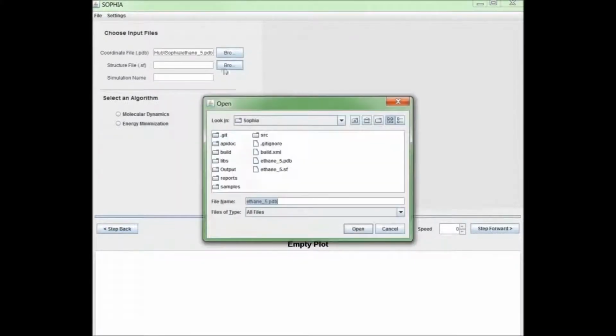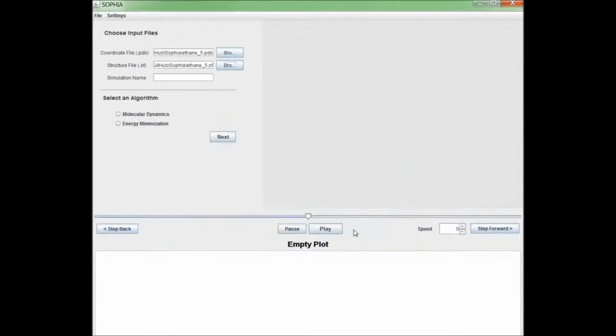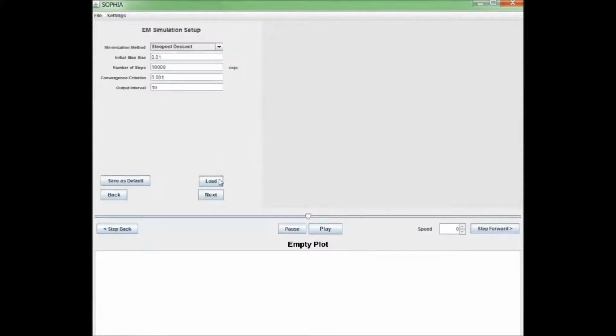Sophia was written to be highly scalable. It can have additional algorithms, simulation parameters, etc. added on. Here we have the second algorithm we implemented, which is energy minimization. What this does is it tries to take the atoms and move them into the arrangement that has the least potential kinetic energy and the lowest temperature.